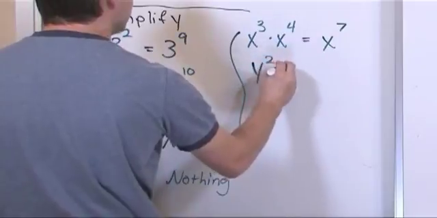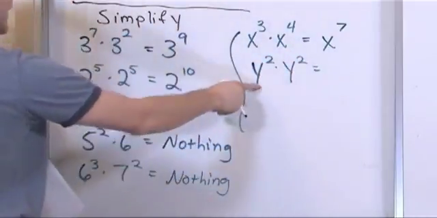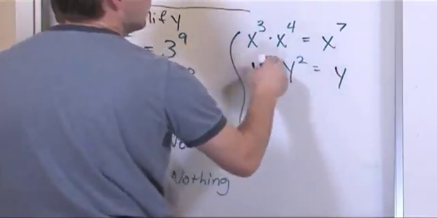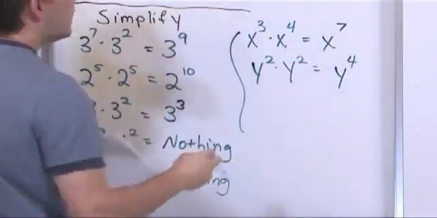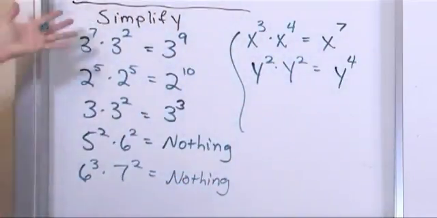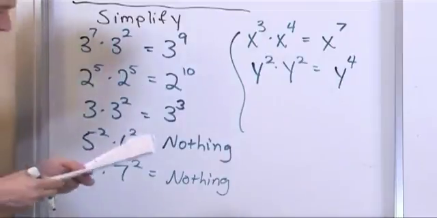What about y squared times y squared? Well, the bases are the same, so it's y, 2 plus 2 is 4. So we're just exercising our rule. When the bases are the same, we add the exponents.